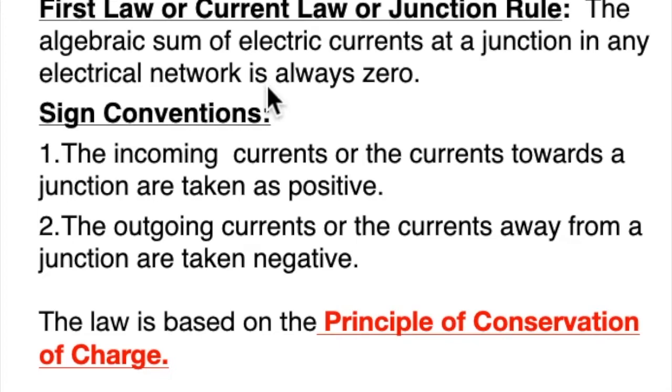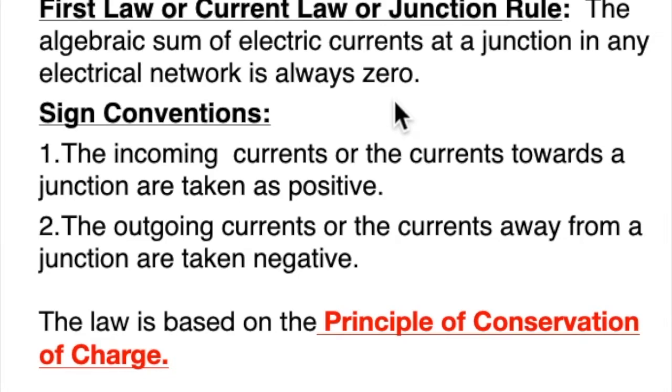There are two laws given by Kirchhoff. One is the current law or KCL, Kirchhoff's current law. We also call it junction rule, or Kirchhoff's first law of electricity. According to the law, the algebraic sum of electric currents at a junction in any electrical network is always 0. It means you have to apply it to a particular junction in an electric circuit: the currents meeting at the junction sum to 0.